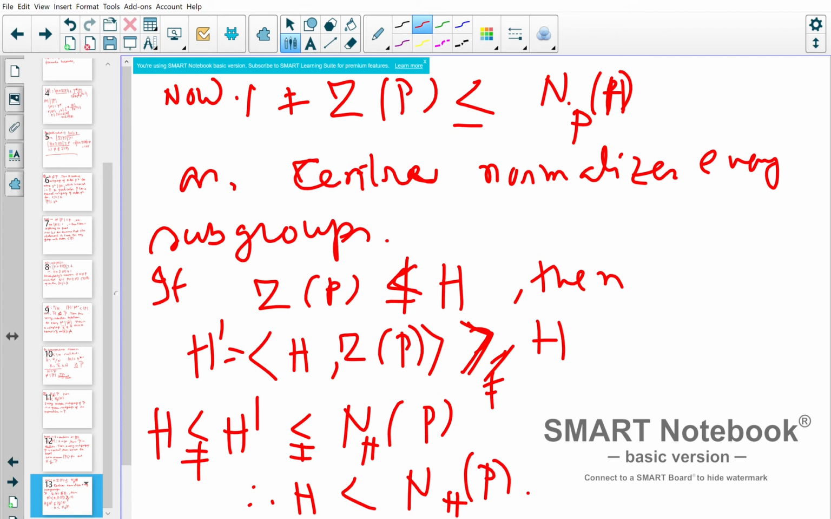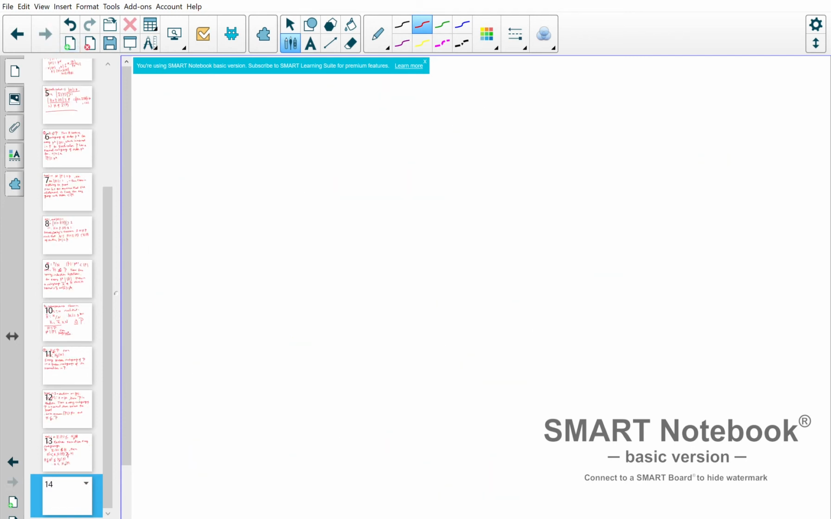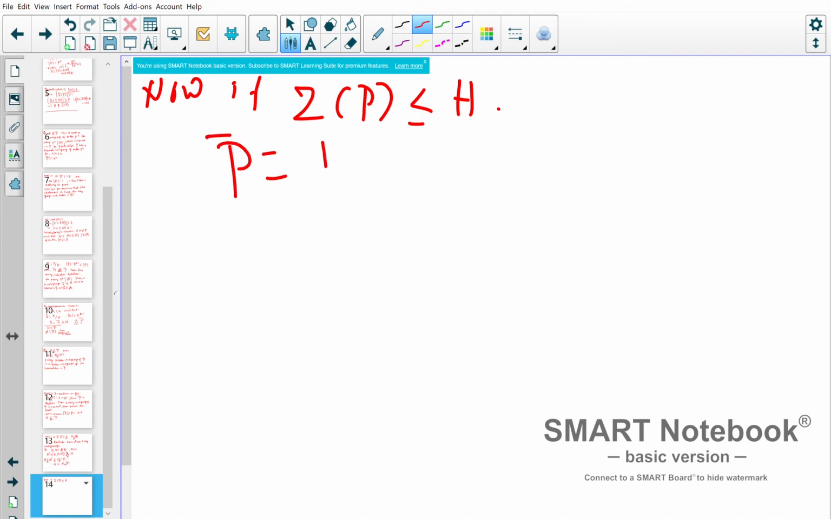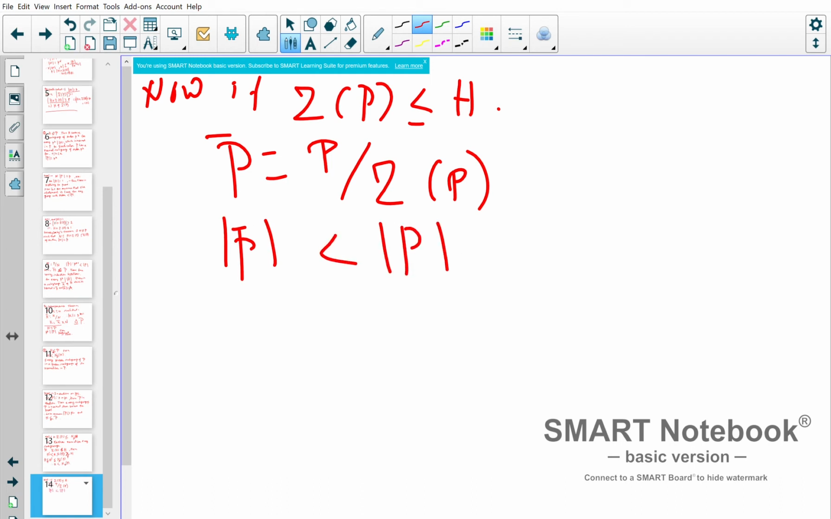So what is the other case? The other case is that the center is inside H. Now if the center is inside H, then what happens? Again, you know that the center is a nontrivial subgroup, right? So again you go to P bar, which is P mod the center. And the order of P bar is less than the order of P, right? That means you can use the induction hypothesis here.